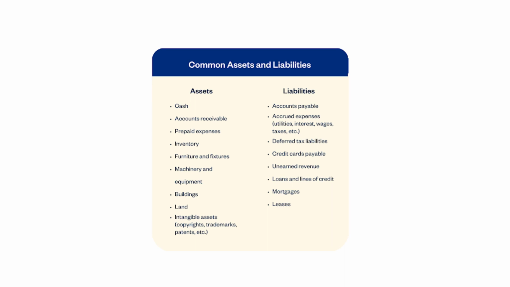Unearned revenue, that is also a liability. Loans and lines of credit, whatever loans we have borrowed, that is called a liability. Mortgages, that is if we put up our land document and get money, that is also a liability. Lease, that also comes under liability. So these are the common assets and liabilities, important terms where we have to understand what an asset is and what a liability is.